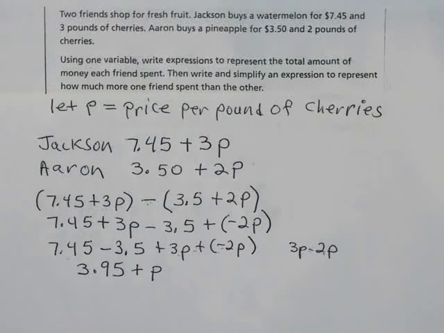All right, so the answer is the expression 3.95, or $3.95, plus 1 pound of cherries represents how much more Jackson spent than Aaron spent.